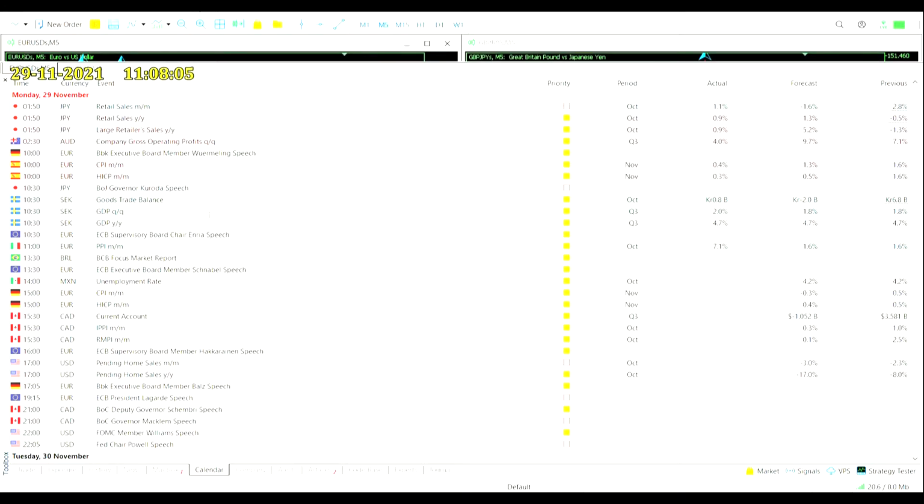10:30, just about 35 minutes ago, we had a couple Swedish numbers. The goods trade balance came in a little bit better than expected: 0.8 billion Swedish krona against negative 2 billion forecast. And the GDP quarterly was up as well, 2% actual against a 1.8% forecast and a 1.8% previous. Not too bad, Sweden. Not too bad.